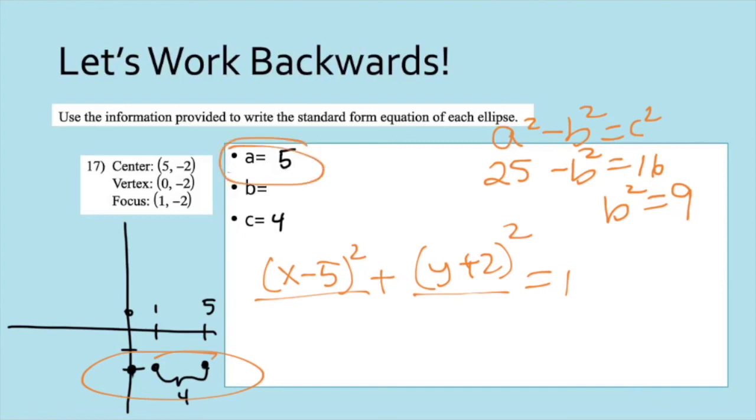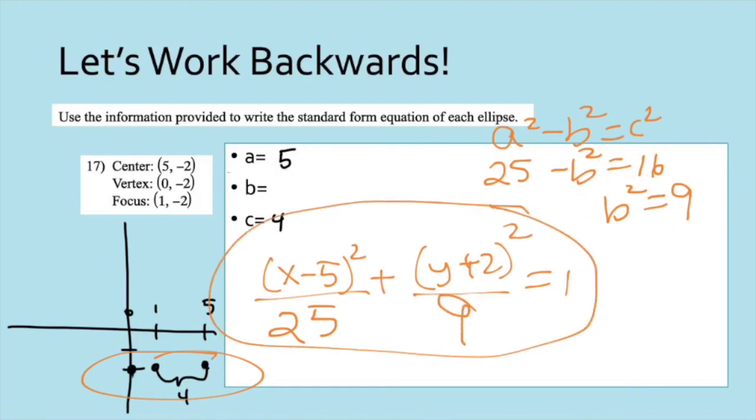We can plug our a value in and our b value in. We'll make our a squared be 25, but we have to decide where it goes. Which does it go there? We notice here our ellipse down here at the bottom is a horizontal ellipse. That makes it so the larger value goes under the x. So our 25 will be here, which is the a squared, and our b squared 9 will go here. And that is our answer.